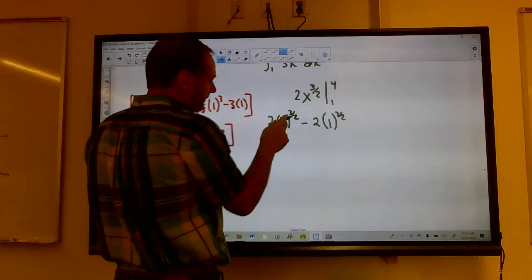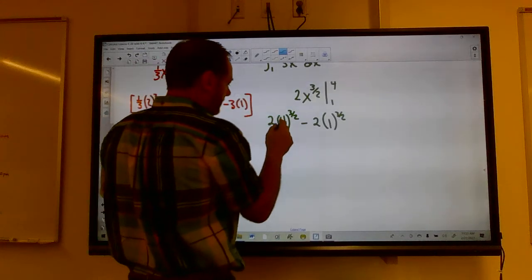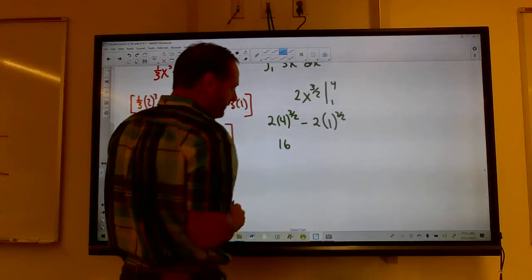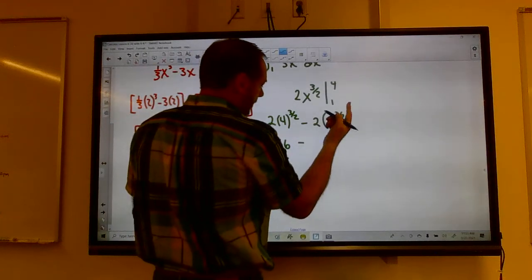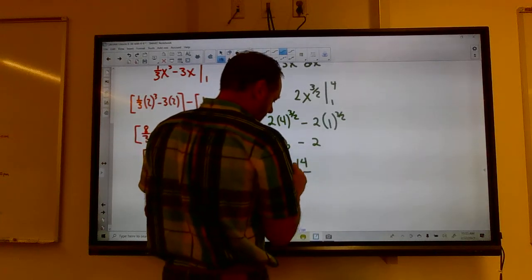Okay, so let's see. This means the square root of 4 to the 3rd power. So that's going to be 2 to the 3rd power is 8, times 2 is 16. 1 to the 3/2 is 1, so 1 times 2 is 2, so it's going to end up being 14.